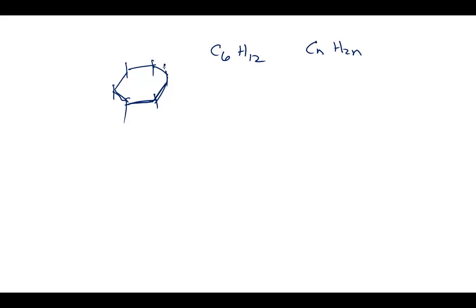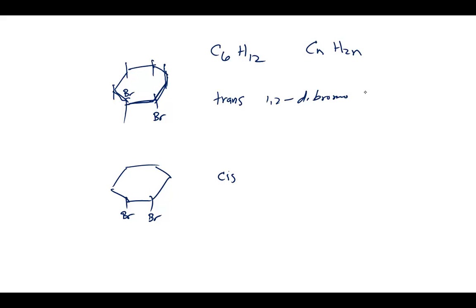So because they can't, we again have a cis and trans isomer. One would be where the bromines are across from each other, like so. And then the other isomer would be where the bromines are on the same side. So you have a bromine here and a bromine here. Okay? So if they're on the same side, this is the cis isomer. If they are across from each other, that's the trans isomer. So this would be trans 1,2 dibromocyclohexane. And this would be cis 1,2 dibromocyclohexane.